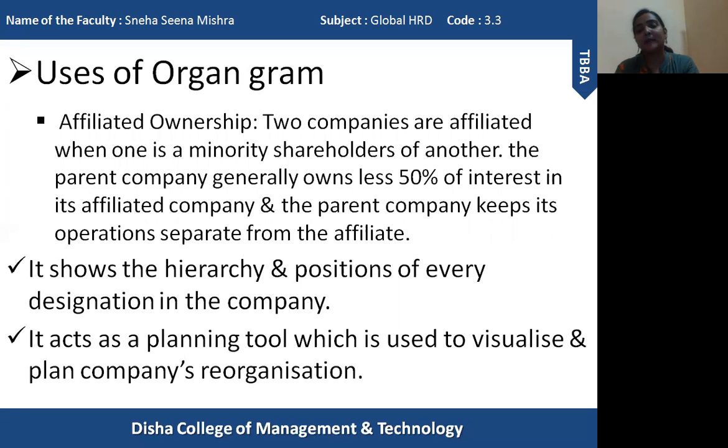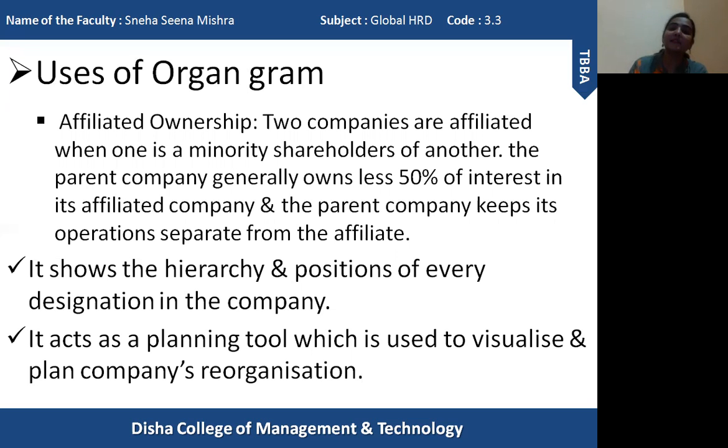So in an organogram, it can be easily revealed whether the company is a common ownership company or an affiliated ownership company. Okay. The next use is it shows the hierarchy and positions of each and every designation in the company. So there are many designations in an organization, many designations in a single department itself. So this diagram will actually help to understand the hierarchy of the jobs, the positions of the job, which position goes under the top level management, which job or designation is a part of middle level management, which job and designation is a part of lower level management.